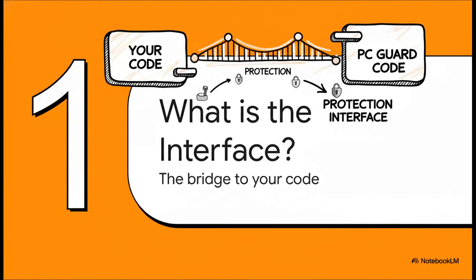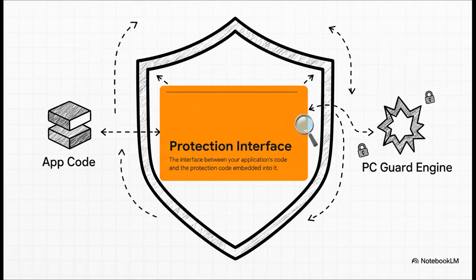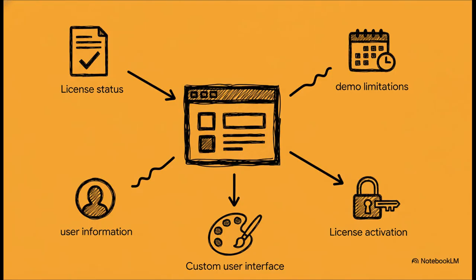All right, so first things first, what exactly is this protection interface we're talking about? Well, in the simplest terms, it's basically an API for the protection engine itself. See, when PC Guard protects your app, it embeds this layer of security code. The interface is what lets your own code talk to that security layer, to ask it questions, and even tell it what to do.